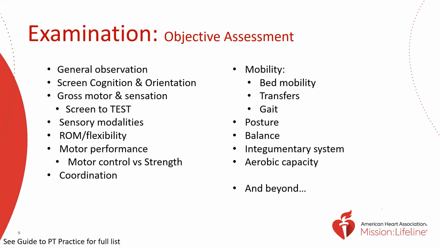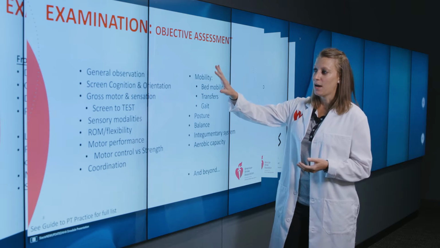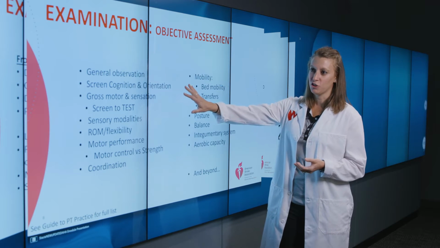The objective assessment is also not a lot different in that we're always looking at strength and sensation, how people are able to do individual things. But in this, I want to highlight a little bit, we're going to screen for cognition and orientation, as that can be impacted by stroke. So taking a moment to really see how they're doing with those areas.